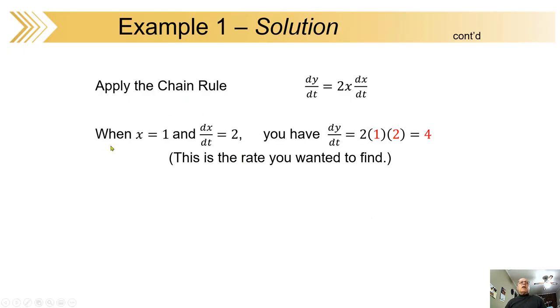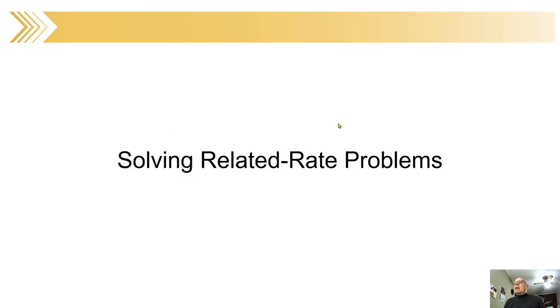And here are our initial conditions. When x equals 1, whatever x represents, and when x is changing over time at the rate of 2 per whatever the unit of time is, just put those numbers in, put the x value in, put the dx dt value in, and bingo, out pops dy dt. That's how fast y is changing. This is the rate you were looking for. So let's solve some related rate problems.